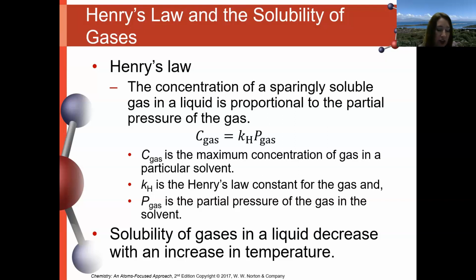Now, the equation for Henry's law is pretty simple. The C is just the maximum concentration or maximum solubility of a gas in a particular solvent. KH is the constant. Again, constants are always given to you. And then our last one is the partial pressure of our gas.